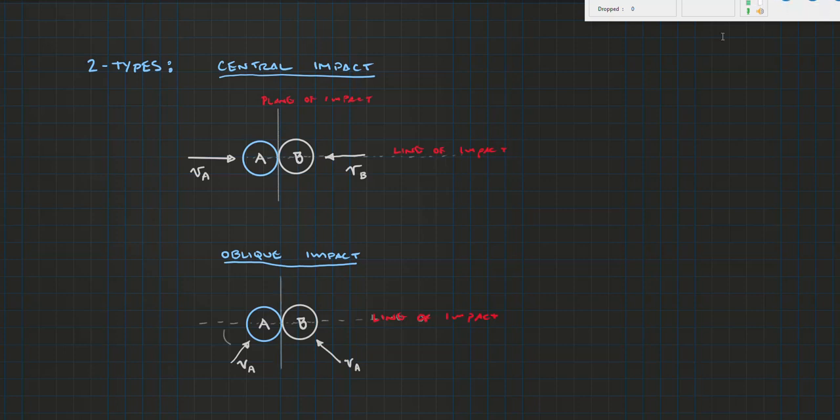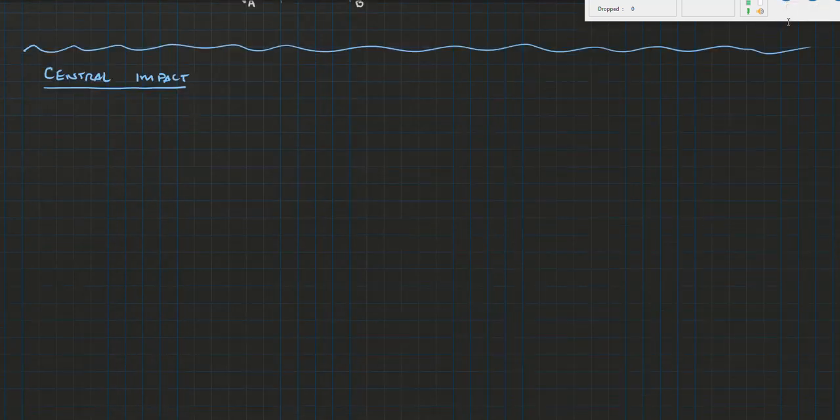But we see here that this VA approaches at an angle theta, and this VB, although I wrote VA down here, this VB approaches in general at a different angle of phi, or it possibly is approaching or stationary on the line of impact. So let's talk about central impact first.